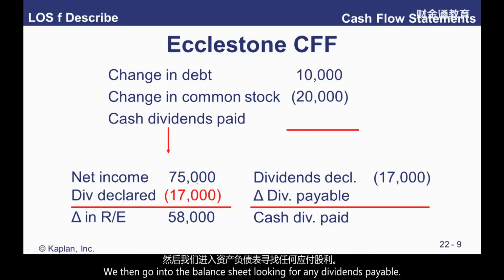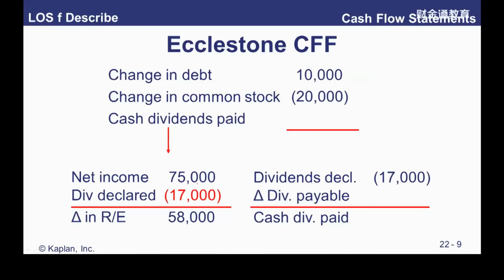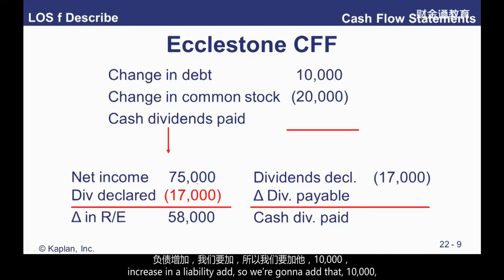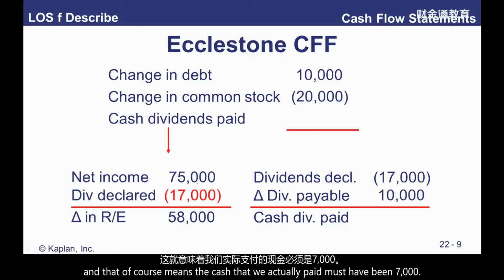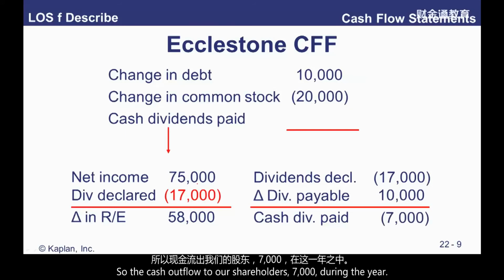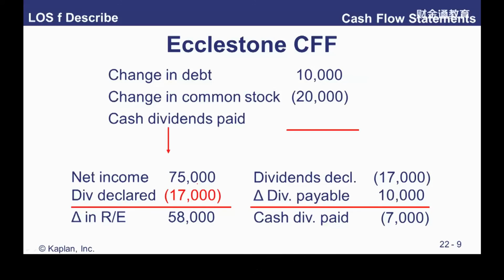We then go into the balance sheet looking for any dividend payable. There it is. 2,000 up to 12,000. So a $10,000 increase in a liability, add. So we're going to add that, 10,000. And that, of course, means the cash that we actually paid must have been 7,000. So the cash outflow to our shareholders, 7,000 during the year.